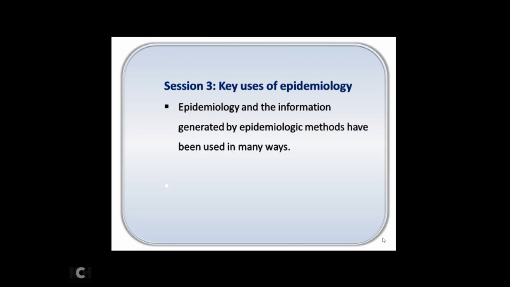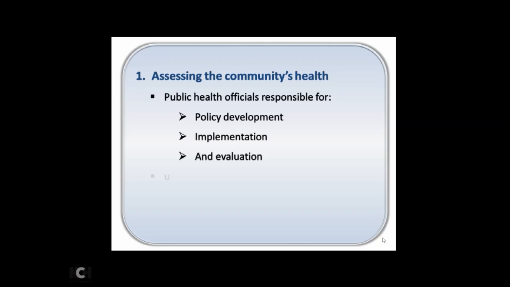The third section is the key uses of epidemiology. The information generated by epidemiologic methods has been used in many ways. Some common uses are described here. The first one is that epidemiology assesses the community's health. Public health officials responsible for policy development, implementation, and evaluation use epidemiologic information as a factual framework for decision making. And the second use is making individual decisions.